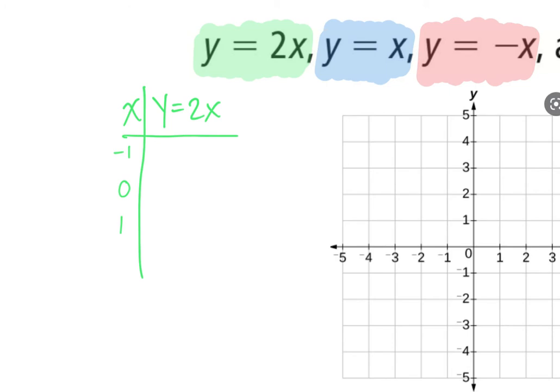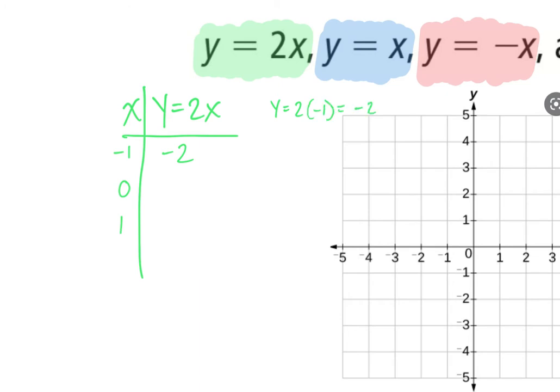What would our y value be if we plugged in -1 for x? Brianna? -2. Excellent. It's -2. How'd you get that? 2 times -1. Very good. Y is just 2 times, instead of x, we wrote -1, which gave us -2.